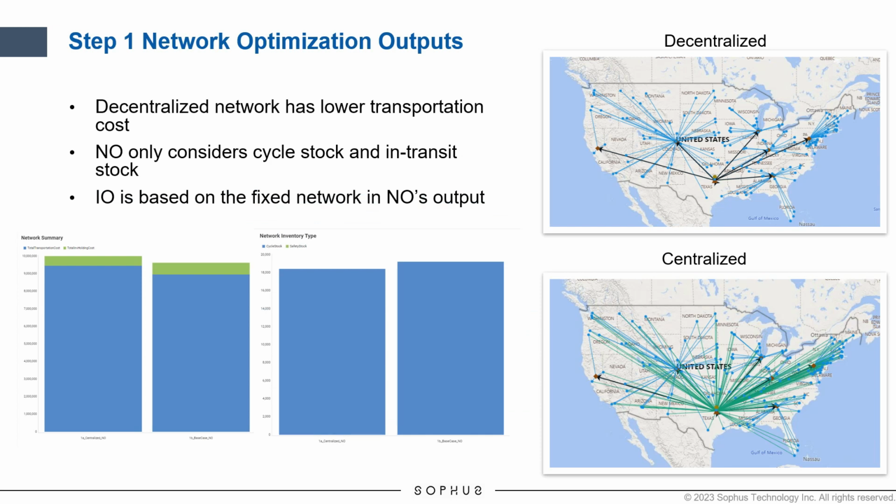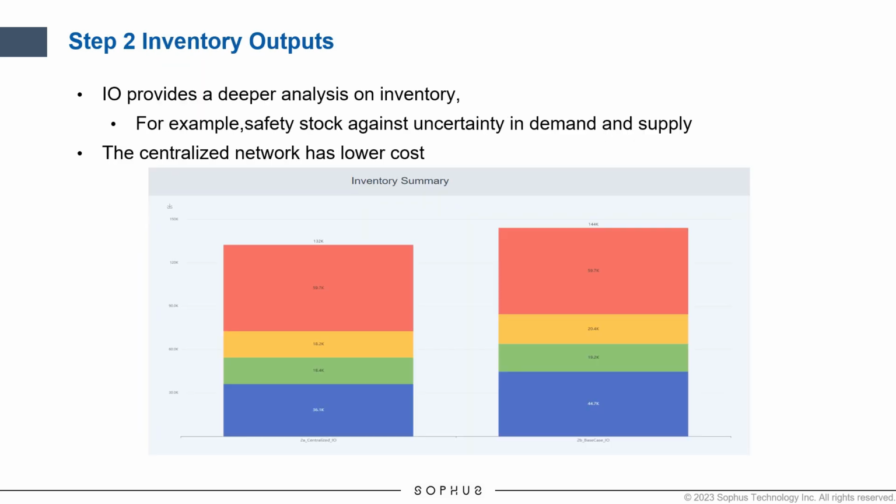Returning to our slides for a summary, initially we observed that a decentralized network incurs lower transportation costs. The inventory types considered at this stage only include cycle stock and in-transit stock. We will need to run inventory optimization in the second step to evaluate the full impact on safety stock. This first step of network optimization creates a fixed network in the output, which will feed the inventory optimization in the second step. Inventory optimization offers a deeper analysis, considering safety stock against demand and supply uncertainties.